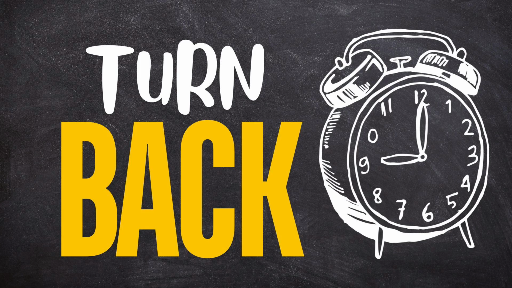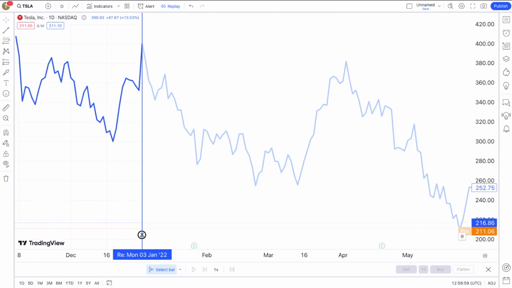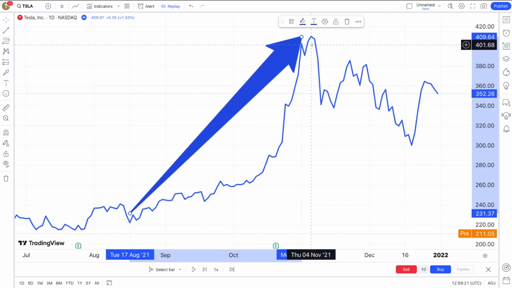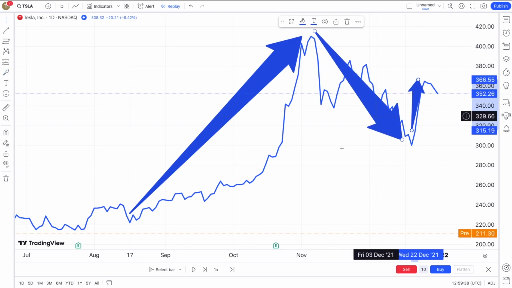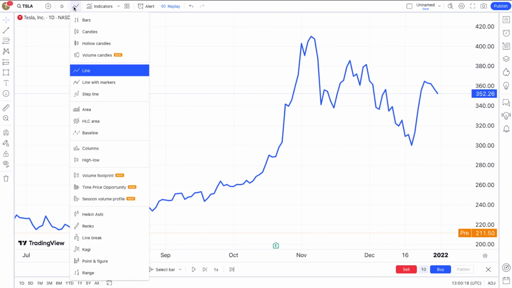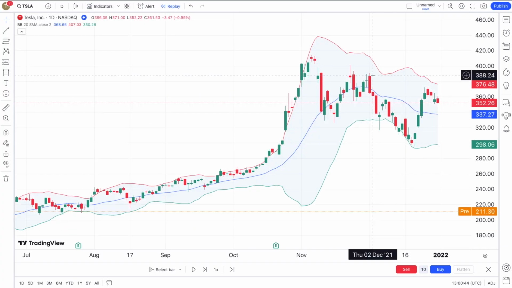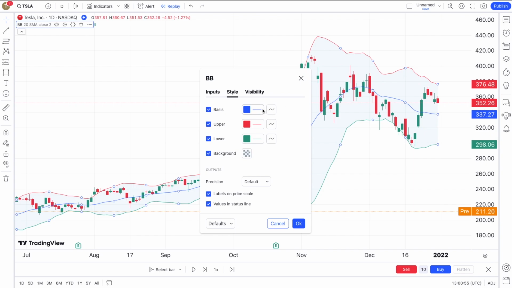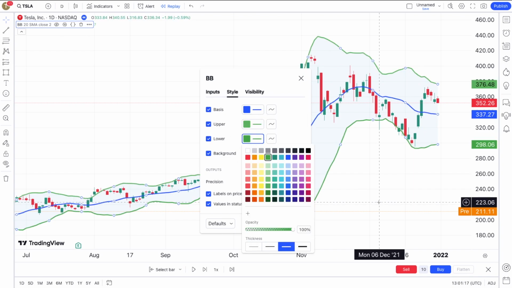So now let's turn back our clocks and go to the 1st of January 2022. It is clear that the stock went through an upward price movement, followed by a correction and then a slight bit of rebound. Now let's add our two indicators. Let's first begin by adding Bollinger Bands. I will slightly adjust the visual settings to make it more clear for us and also so that we can easily identify the key areas that we are looking for.